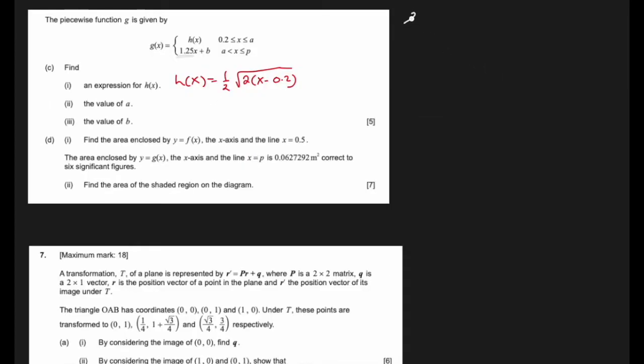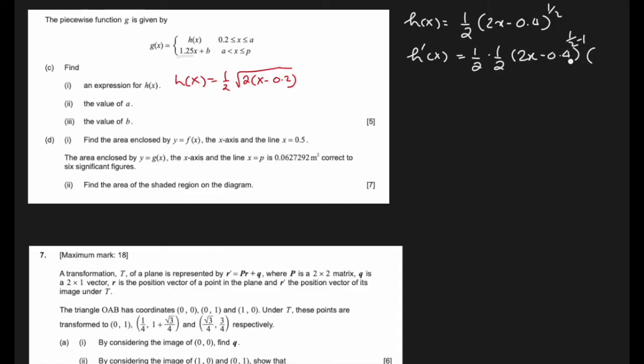For differentiating, let's write h(x) as half, and open the bracket, inside 2x minus 0.4, to the power half. Yes, square root means power half, right? I simplified this so that it is easier to differentiate. So now I will differentiate this. Half is half. This half will also come in front. Then we have 2x minus 0.4, and the exponent goes down by 1, and further we have to multiply by the differentiation of the content. Differentiation of 2x is 2. Differentiation of negative 0.4 will be 0, so just 2 we write here. So this 2 can cancel with one of the 2s. So what do we get? Half and (2x minus 0.4) to the power minus half.